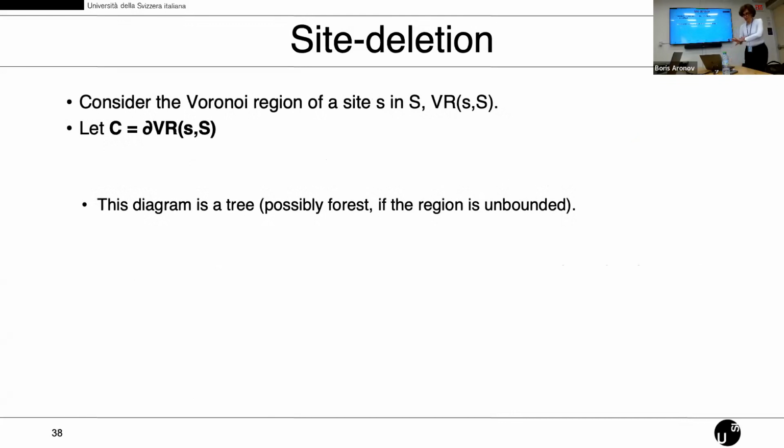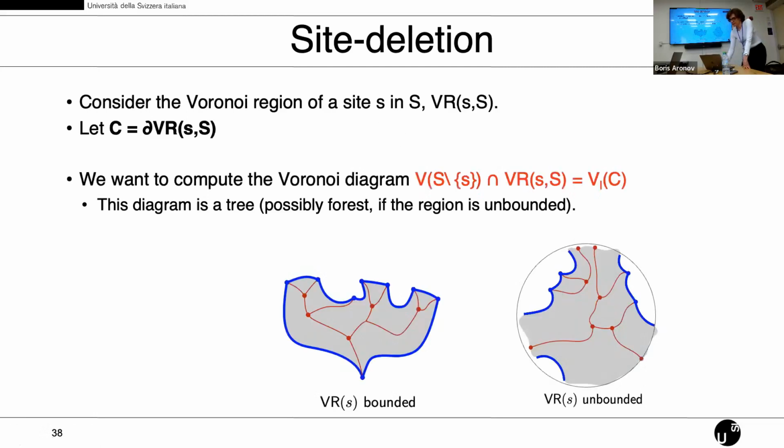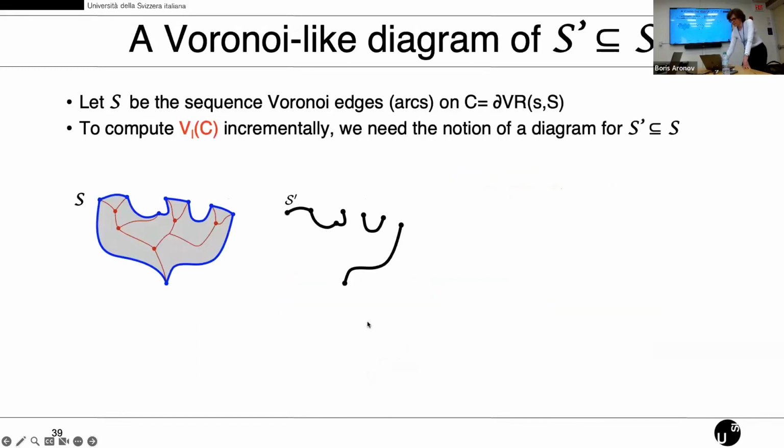Okay, so let me show the site deletion problem. Consider the Voronoi region of a site S, and here is the Voronoi region of S. Let C be the boundary of this Voronoi region. We want to compute this red diagram here, the Voronoi diagram of everything else truncated within this Voronoi region. Let S be the sequence of Voronoi edges on this boundary.